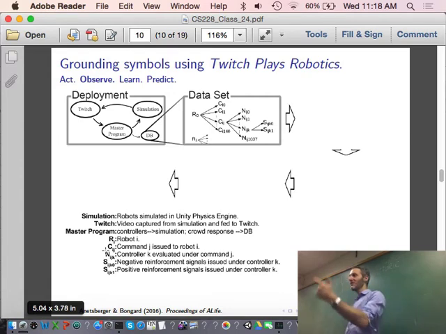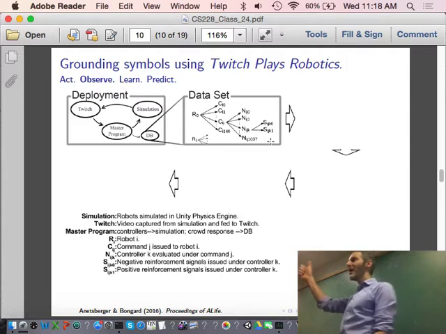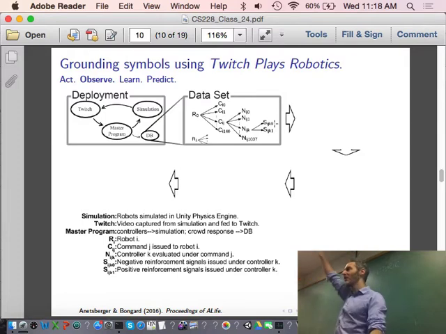So robots, commands, controllers, and then finally, during a single 30-second period, when one controller is in charge of the robot, we collect the number of thumbs up, which is S1 here, and we also count up the total number of thumbs down, which is S0. That's our database. Okay.